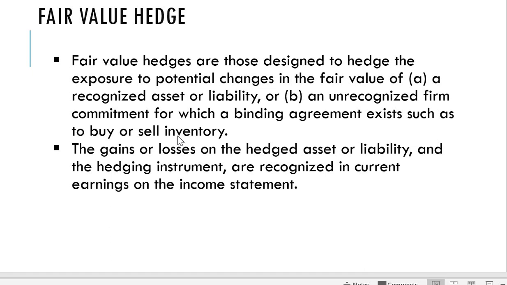So our gains and losses on the hedged asset or liability and the hedging instrument, because we have two components of a hedging relationship, the hedged item and the hedging instrument, and we have gains and losses on the changes in the fair value of these two. The gains or losses on the hedged asset or liability and the hedging instrument are recognized in current earnings on the income statement. So again, in a fair value hedge, both the gain or loss on the changes in the fair value of our hedging instrument and hedged item shall be taken into profit or loss, or current earnings in the income statement.